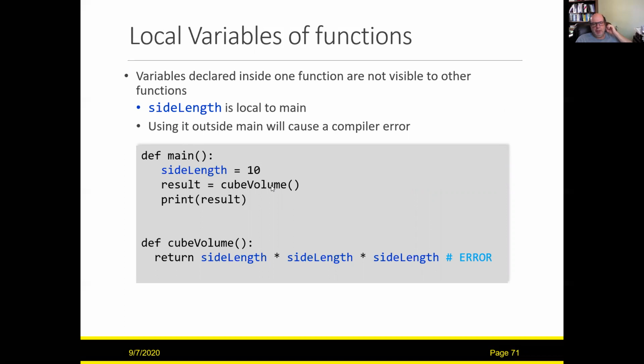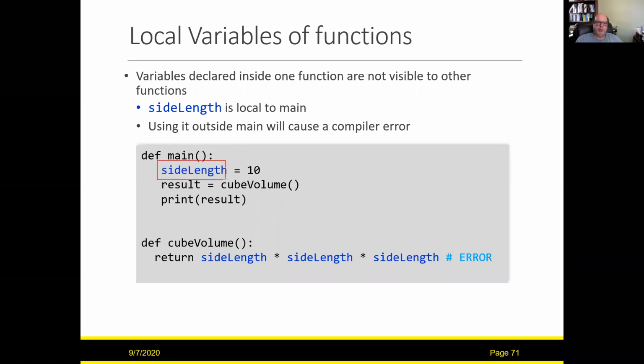For example, here I have a variable called side length, and I have a variable here called side length. This side length over here is local to this function, and it's not the same as this one. This one doesn't know about the other one. It's just like having the same name for two different people. They're not the same person, they just have the same name. So we have to be careful with that.